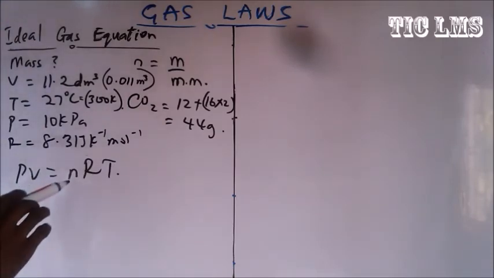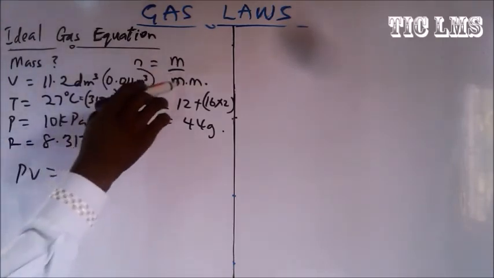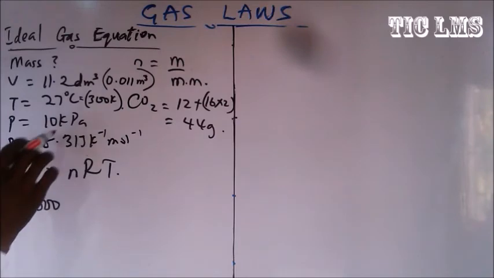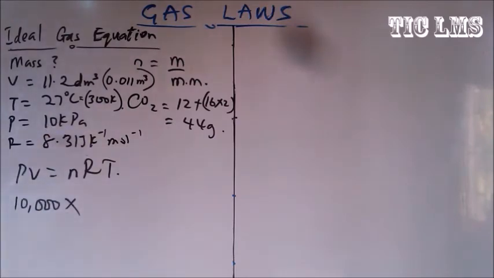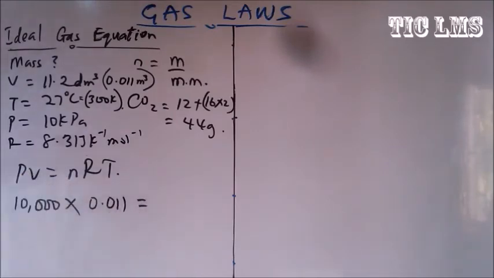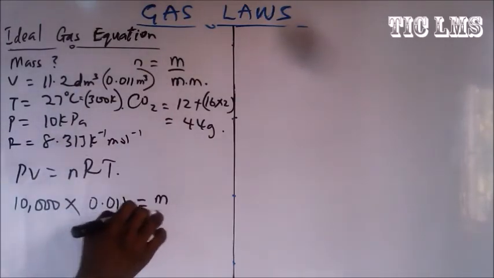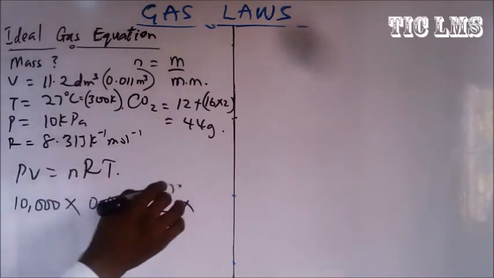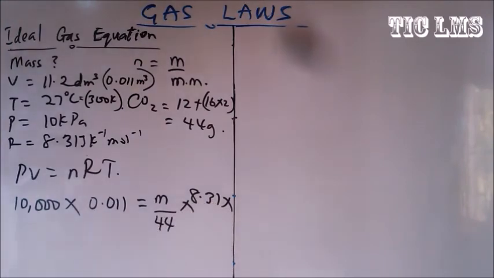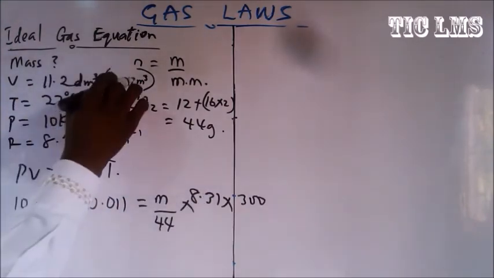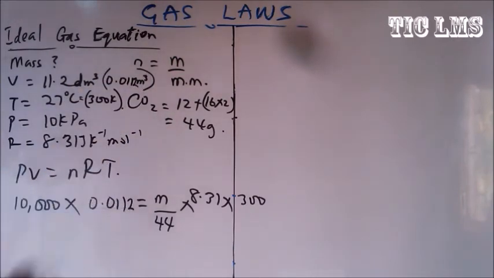Now we're going to substitute this n with m over M. So our PV, our P over here is 10,000. That's kilo. Multiplied by our volume, which is 0.011. Then the number of moles is mass over the molar mass, which is 44, multiplied by R, which is 8.31, multiplied by our temperature, which is 300. This is 11.2, so we have 2 remaining here, and we have 2 remaining here.